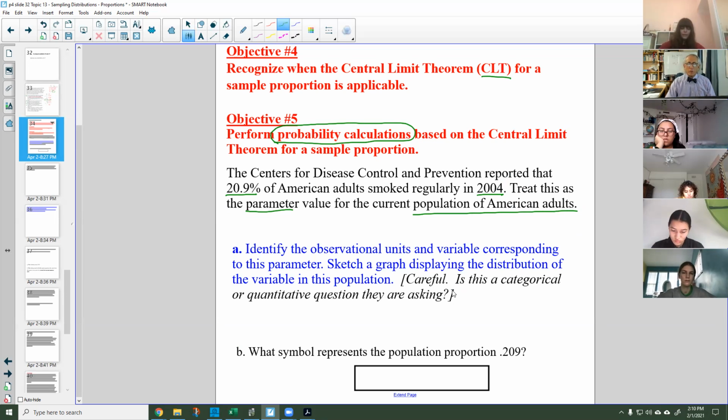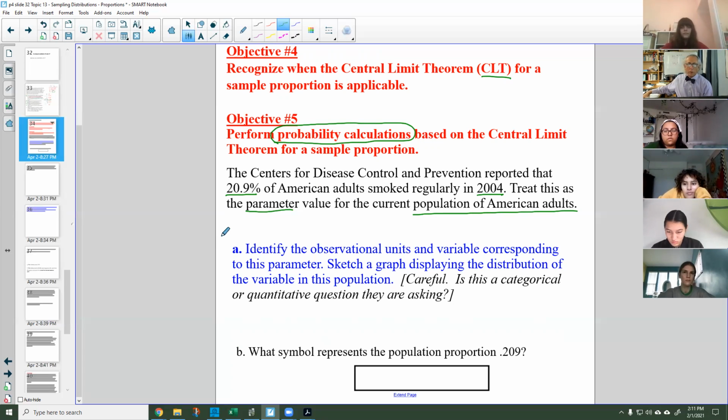So the observational units and the variable corresponding to this parameter. Now, I want to make sure that I'm reading the problem right. The observational units and the variable corresponding to this parameter.